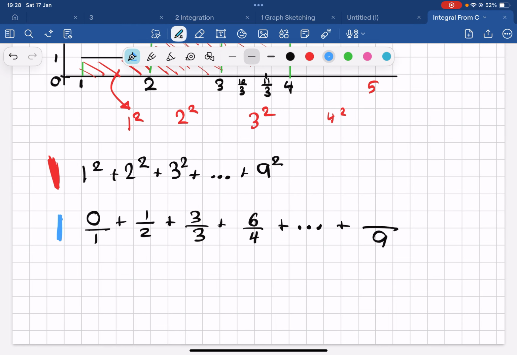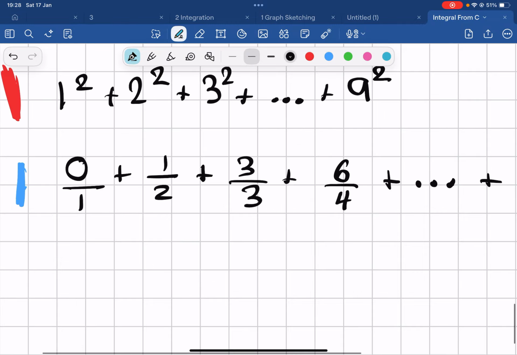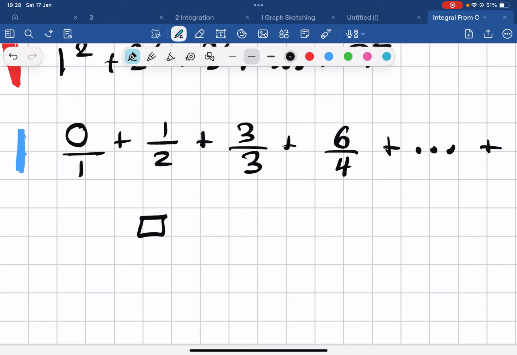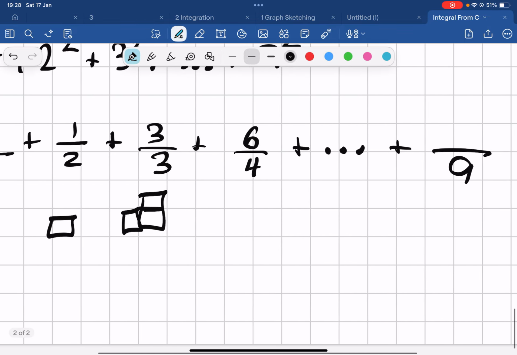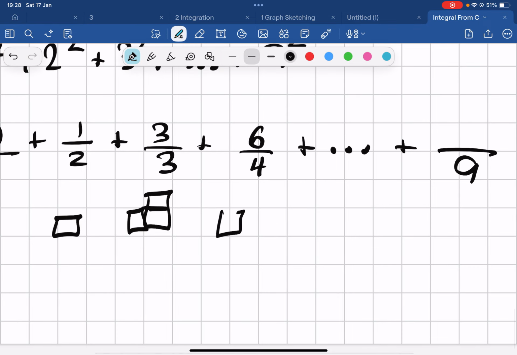What about our numerator? When we had lower bound 1, we had 0, lower bound 2, we had 1, 3, we had 3, 4, we had 6. 1, 3, and 6. Now notice, 1 was formed by using 1 block, 3 was formed by using 3 blocks, and you can see this pattern increasing like steps. Every time we're adding 1 more than we did last time, and we know these to be triangle numbers.